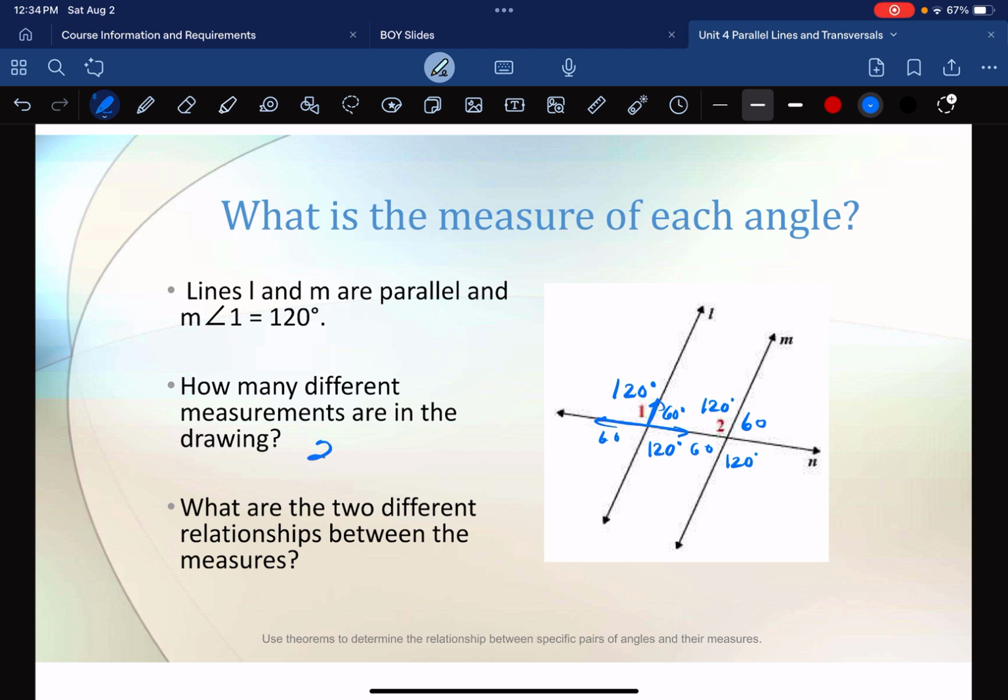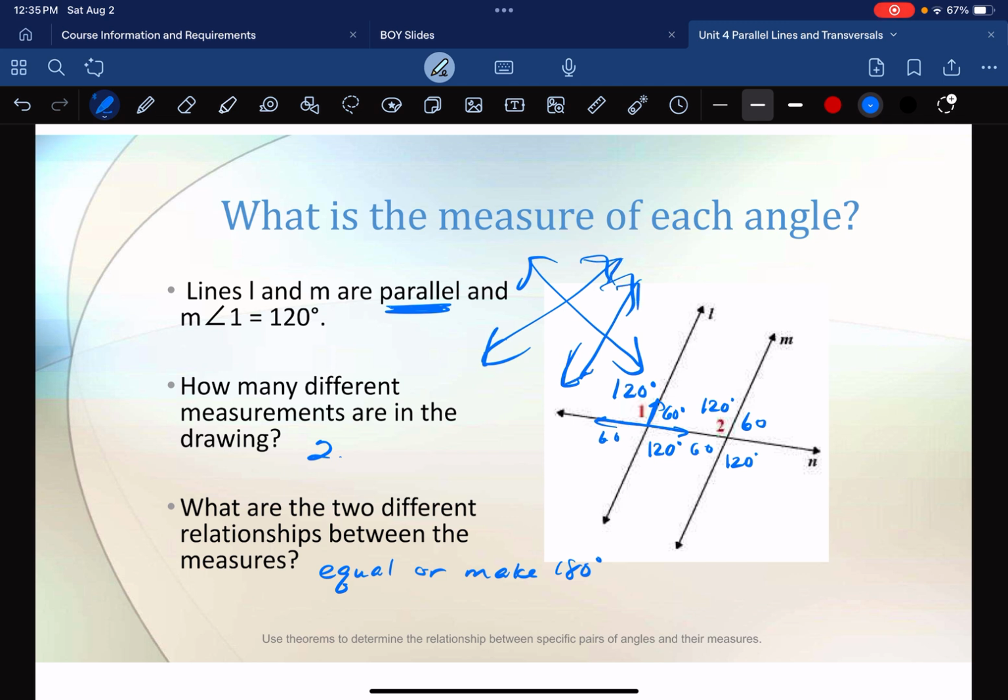So there are only two different measurements in the drawing. Okay? And the measures are either equal or they make 180. That's it. That's all we see in the figure. Okay, now that's only if the lines are parallel. That's what we're saying here. So, we were looking at line pairs like this last lesson, and those lines weren't necessarily parallel, therefore the angles aren't going to be equal. There's no relationship between the angle measures then. Okay, this is only if that pair of lines, L and M, are parallel.